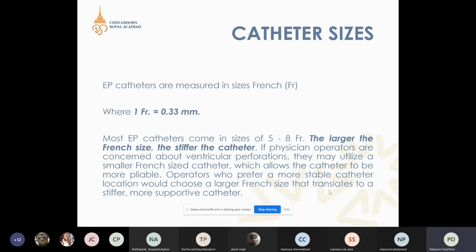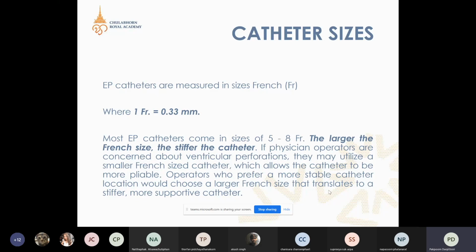Now the catheter sizes. The EP catheters are measured in size French, where one French equals 0.33 millimeters. In the laboratory, most EP catheters come in sizes of 5 to 8 French. Let's say the larger the French size, the stiffer the catheter becomes.